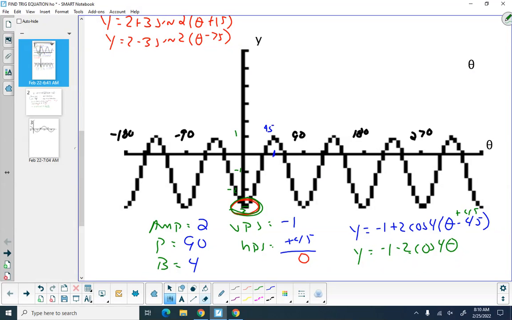Once again, if you use a sine curve, you would have to do another halves. You would have a 22.5 here. This negative is positive. We could use a sine curve if we wanted to.